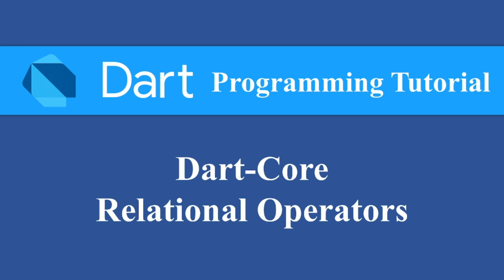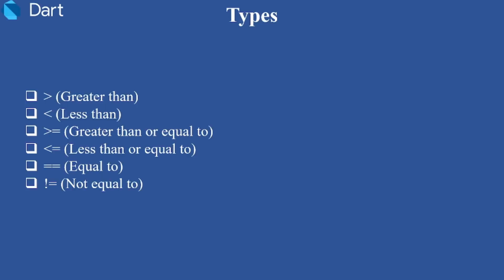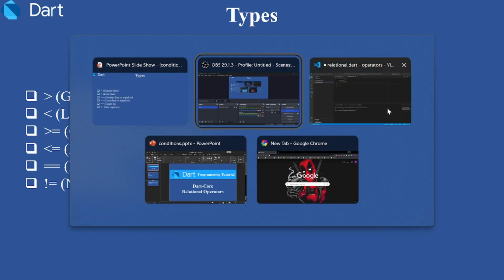In the previous tutorial, we discussed conditional statements so that we can learn about relational operators clearly. So, we will discuss relational operators in this tutorial. There are a few relational operators like greater than, less than, greater than or equal to, less than or equal to, and not equal to. Now we will check all of these operators by coding. So let's start programming.